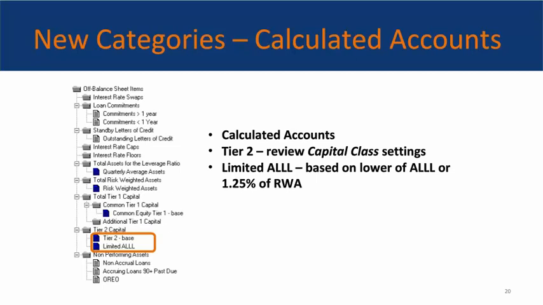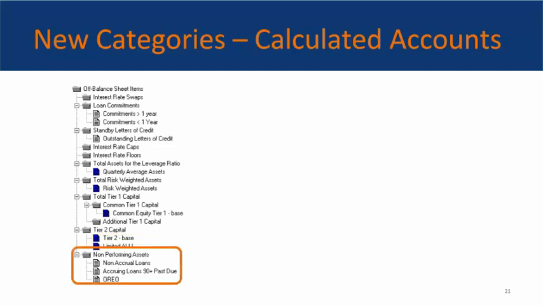The last automatically calculated account in this section is Limited ALLL. This account is the smaller of either the loan loss reserve or allowance for loan loss, or 1.25% of the total risk-weighted assets category. Now, the final section of the new Compass chart is the non-performing assets section.